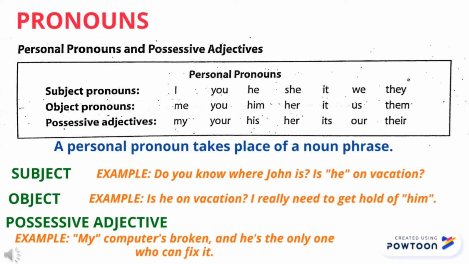Pronouns. Pronouns are small but important words. They are often important in the meaning of sentences. Personal pronouns and possessive adjectives. Subject pronouns: I, you, he, she, it, we, they. Object pronouns: me, you, him, her, it, us, them. Possessive adjectives: my, your, his, her, its, our, their. A personal pronoun takes the place of a noun or noun phrase.